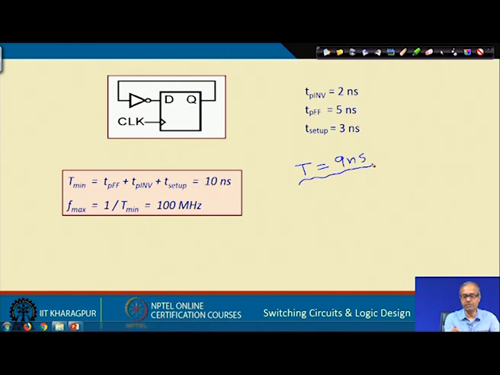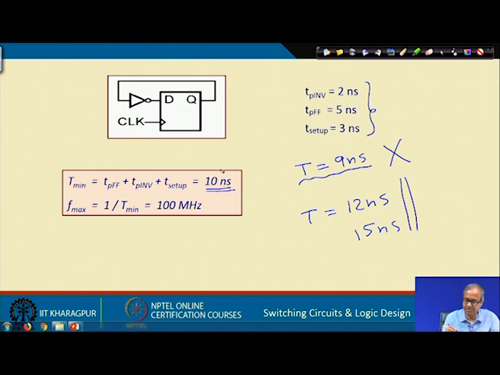So, when you are designing a circuit, you will have to make this calculation and see whether 9 nanoseconds is enough or not. In this case, because we need a minimum of 10 nanoseconds, this will lead to a timing violation. We cannot have a clock with a time period of 9 nanoseconds. But let us say we are using a clock with 12 nanoseconds or 15 nanoseconds. This is certainly greater than this minimum of 10, so this is perfectly permissible.